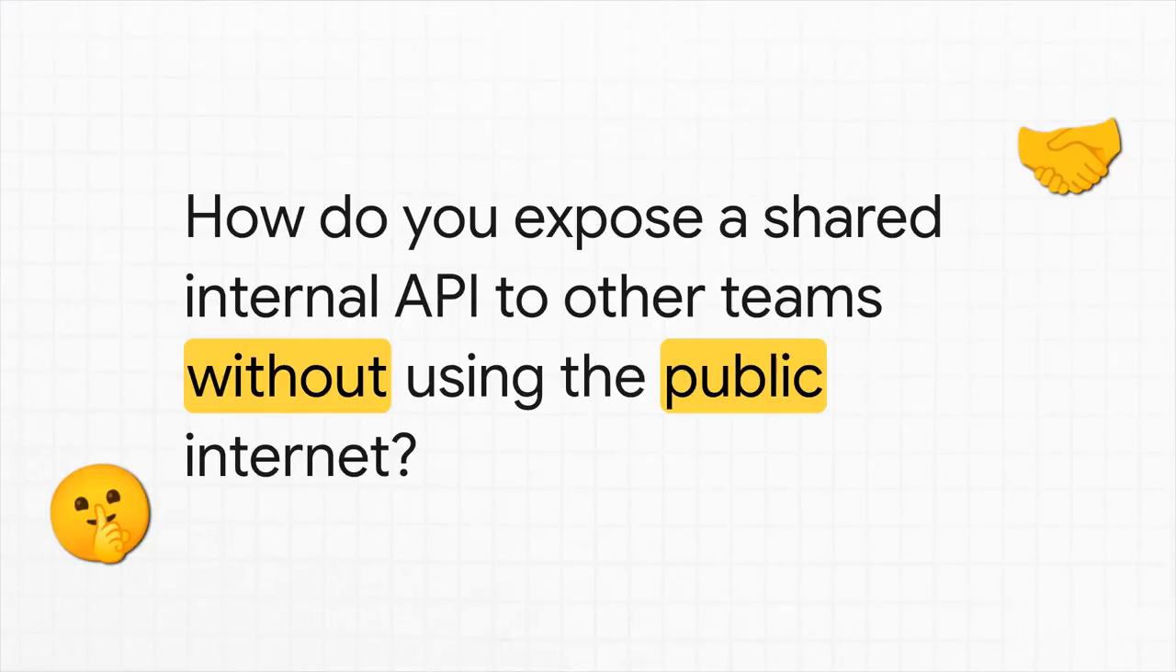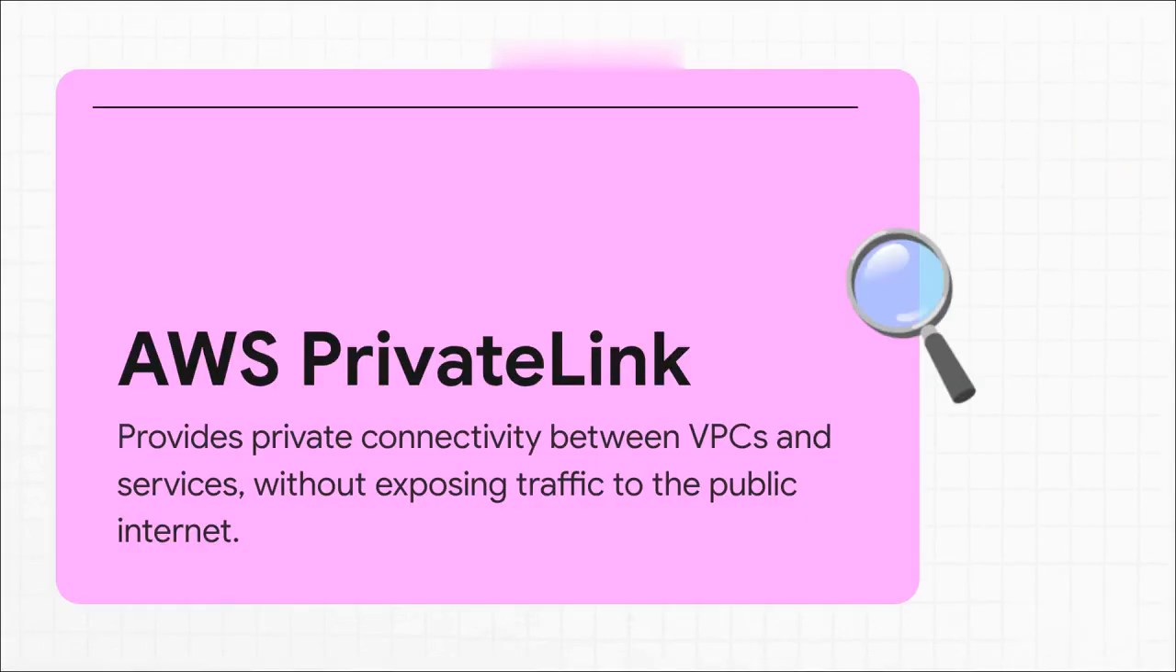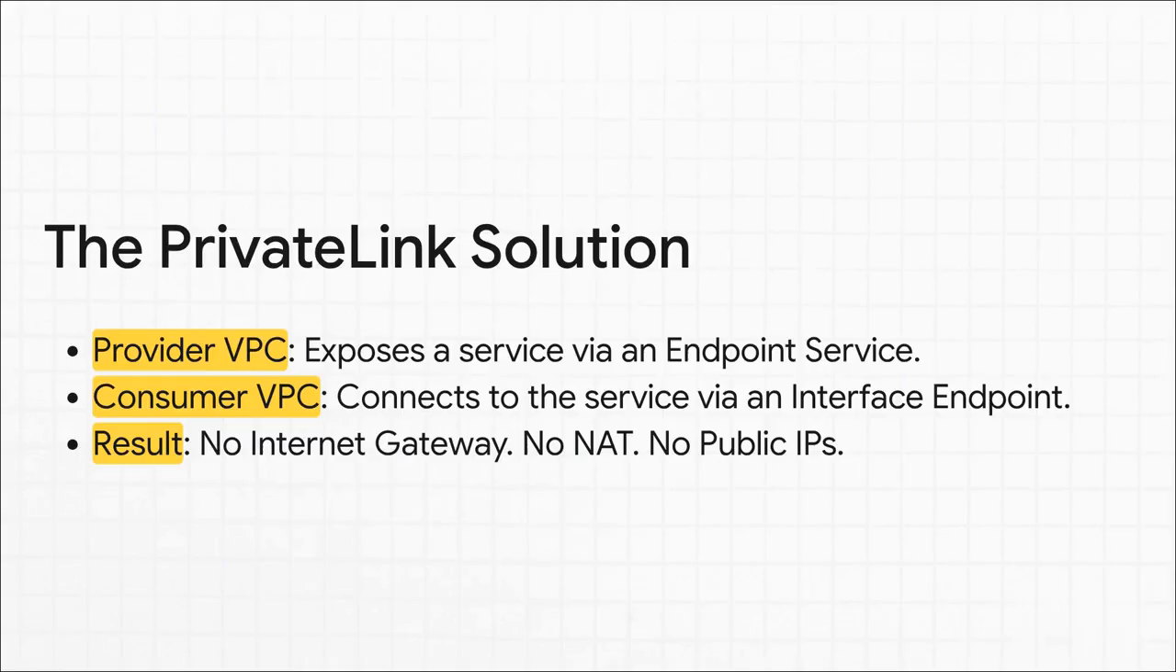Here's a situation you've probably run into. You've built a critical internal API. Now multiple teams, each in their own separate AWS accounts and VPCs, need to use it. How do you give them access securely without ever routing that sensitive traffic over the public internet? The answer is AWS PrivateLink. This is the technology that lets you establish that secure private connectivity directly from a consumer VPC to a specific service in a provider VPC. It's a game changer.